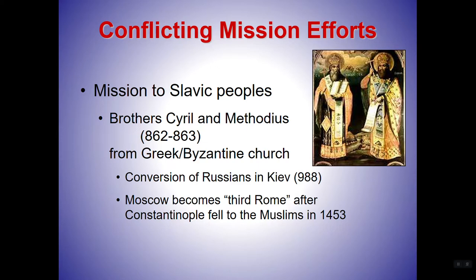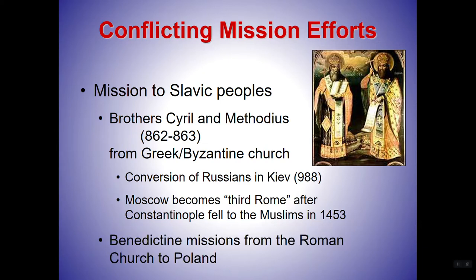Because of their efforts in the 9th century, in the 10th century, Russians in Kiev were converted to Christianity, and then Moscow later is going to become the third Rome when Constantinople fell to the Muslims in 1453. All right, so we have a tremendous mission effort from the East to the Slavic peoples. Well, also Benedictine missions from the Roman Church into Poland. And so which patterns are the Slavic Christians going to follow, Western or Eastern? Ultimately, they chose the Eastern Church, but again, more conflict developed.